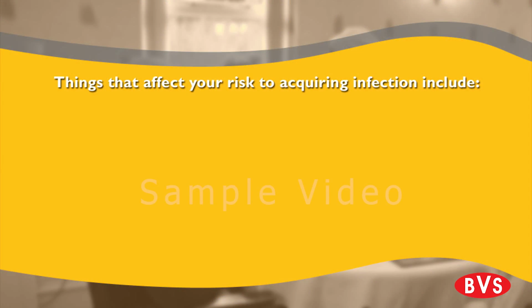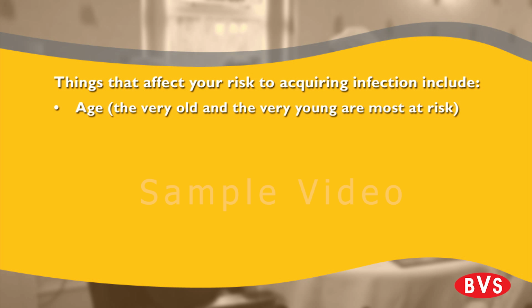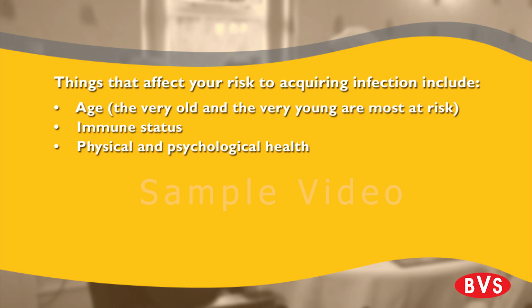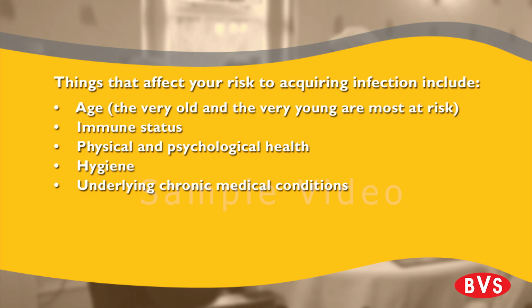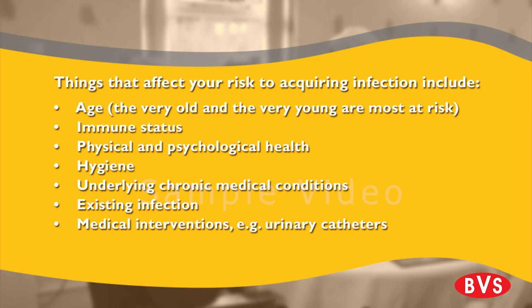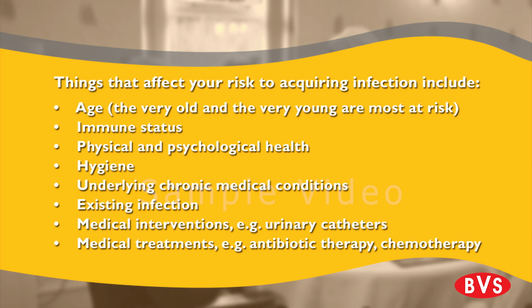Things that affect your risk to acquire infection include age. The very old and the very young are most at risk. Immune status. Physical and psychological health. Hygiene. Underlying chronic medical conditions. Existing infection. Medical interventions, for example, urinary catheters. Medical treatments, for example, antibiotic therapy and chemotherapy.